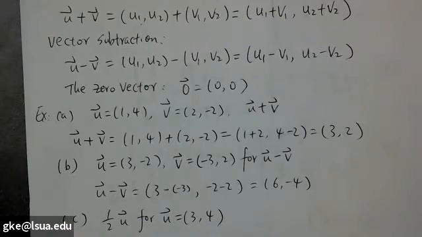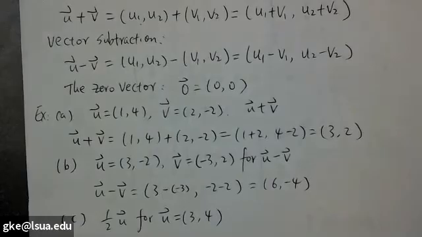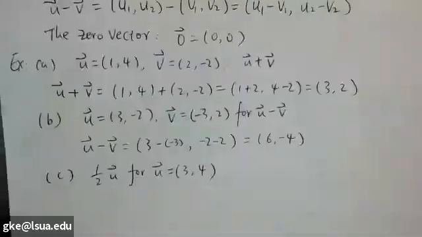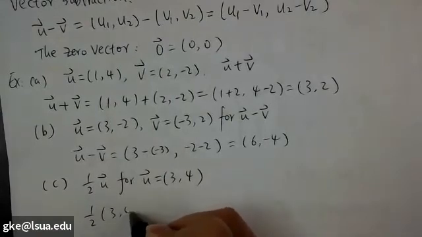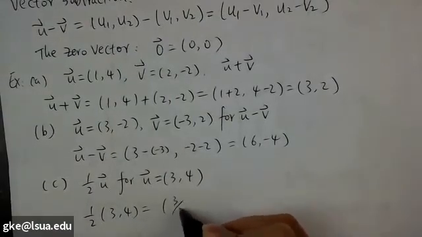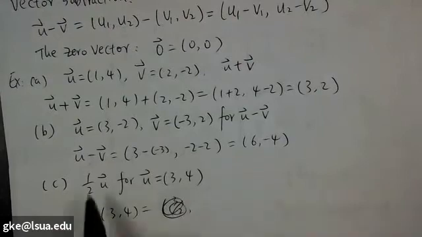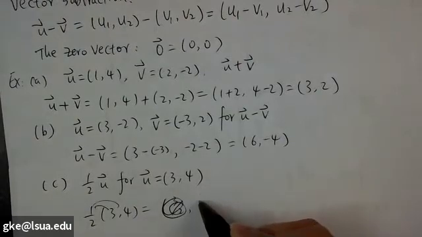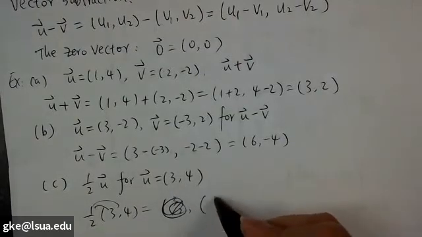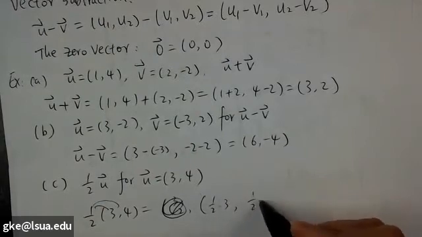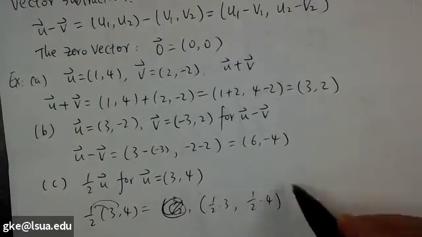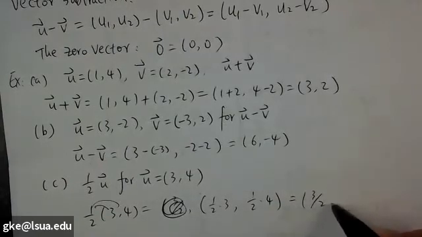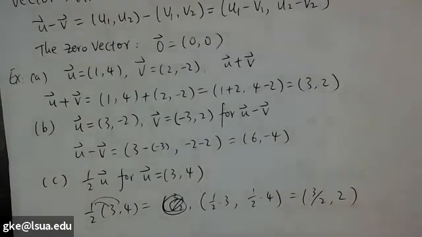Okay. So now I'm going to write down the answer for you guys. For (3, 4), that equals (3/2, 2). A scalar times a vector is each element times the scalar. Okay, that's it. That's it.